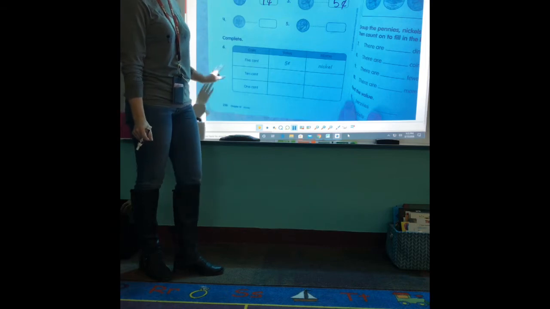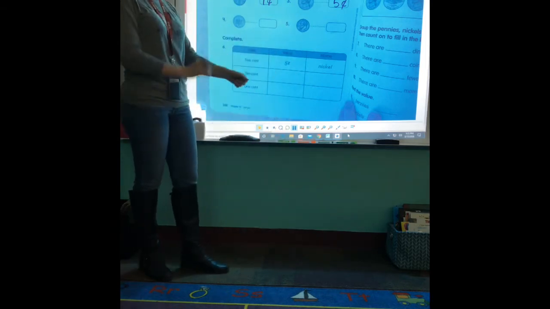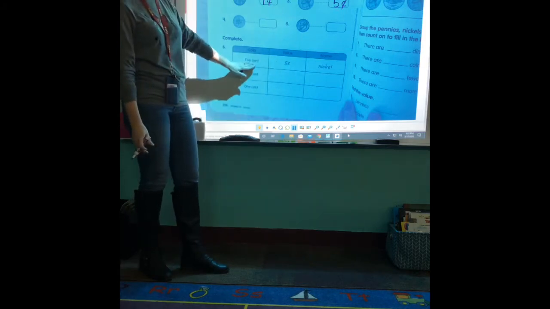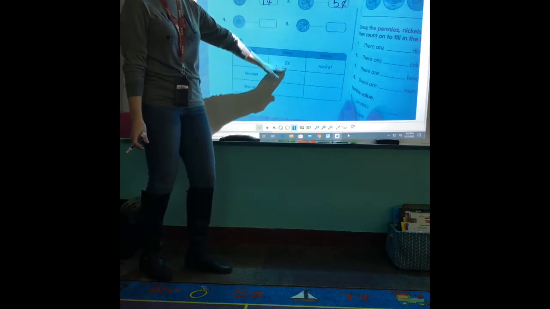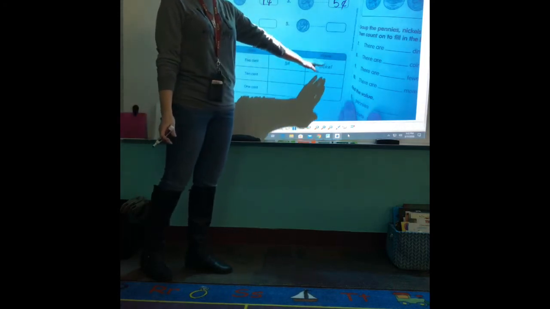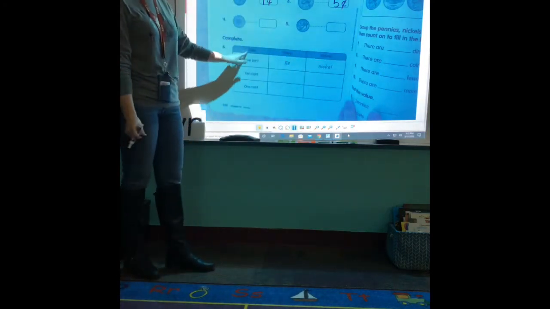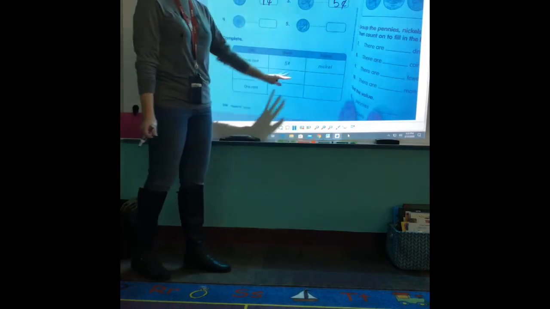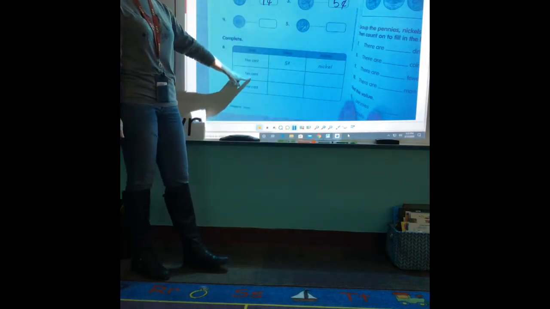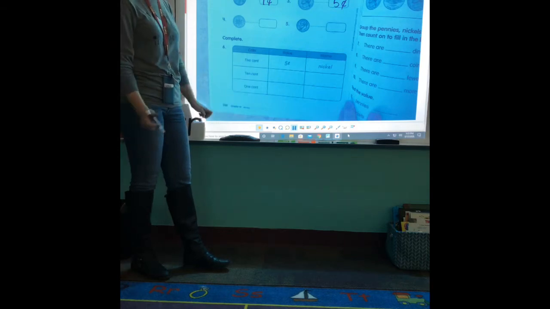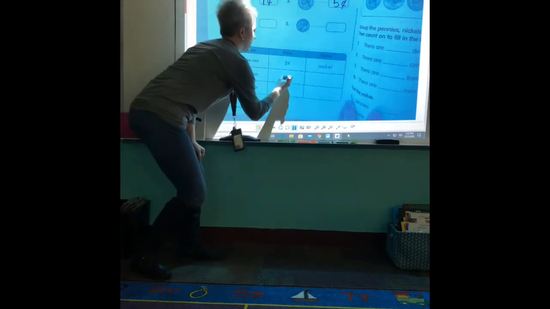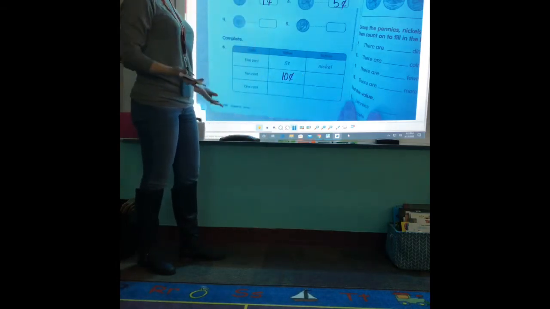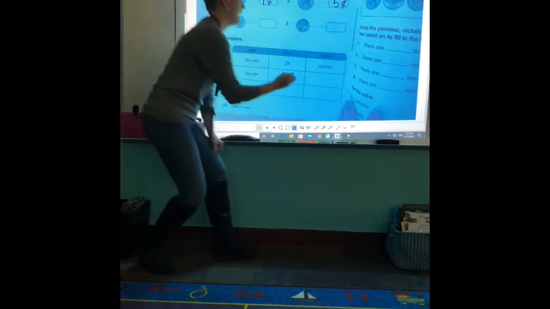Number 6. We have a chart. We have to complete the chart. And they're giving us an example. 5 cents has a value of 5. The name of it is nickel. So the coin is worth 5 cents. The value is 5 cents. Name is nickel. We're going to fill this in. Our next coin is 10 cents. What's the value of it? Good job. 10 cents. And what's its name? Dime. Very good.